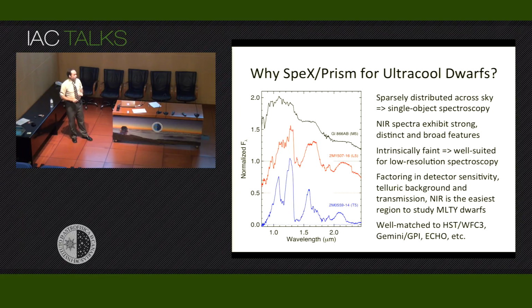Now, it's also important in terms of exoplanet comparisons because the resolution of this particular instrument is well matched to HST with WFC3, to GPI, which has just been commissioned on Gemini, to SPHERE, which I forgot to put on there, and to ECHO as it goes up as well. And so these will really be nice templates when we're starting to study exoplanet atmospheres directly with these advanced instruments.